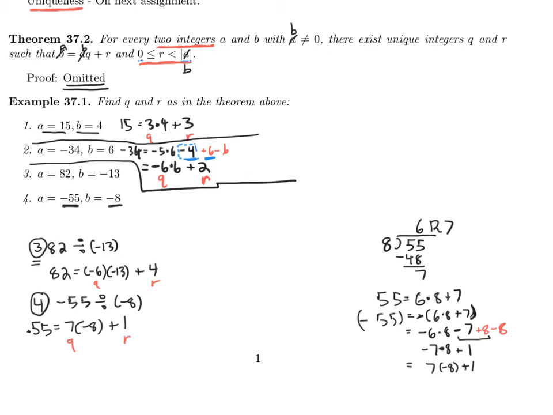The big thing is you need to make sure that you have an integer number of groups of your divisor, and that your remainder is between 0 and the divisor minus 1 in absolute value. So that's what's going on here, that it's a proper remainder.